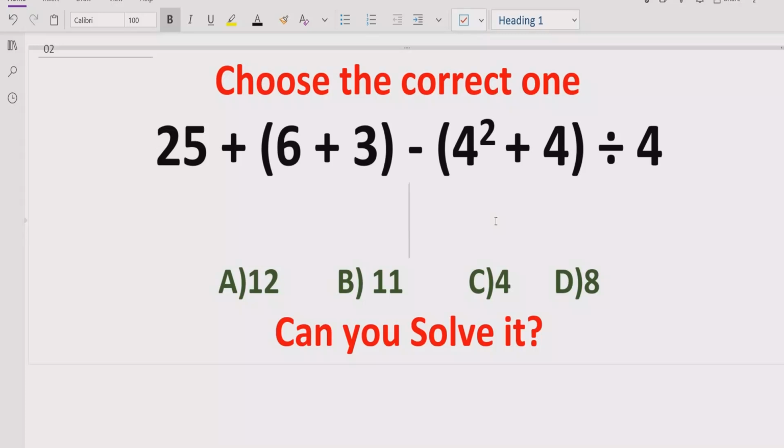Today we will solve another quiz which is related to arithmetic expression. The quiz contains the basic operation, plus, minus and division. So we have to solve this quiz using PEMDAS and BODMAS method and find out the correct answer. In the answer list they have given 4 answers: 12, 11, 4 and 8. So let's see after solving it which answer is correct.